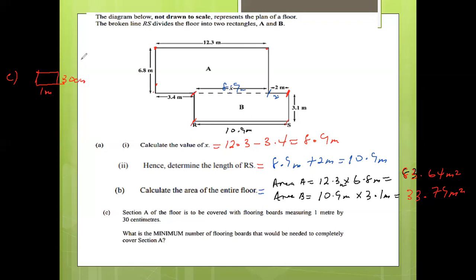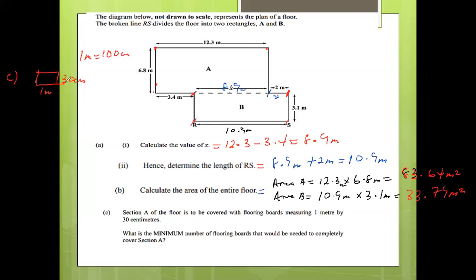How will I change it? 1 meter is equal to how many centimeters? Anybody remember? 100. 100 centimeters, right? 1 meter is equal to what? 100 centimeters. I repeat, if you don't know it, write it down. 1 meter is equal to 100 centimeters.